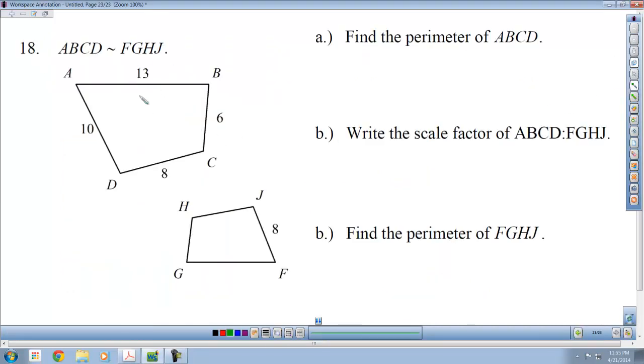Number 18 tells us this quadrilateral is, what does this symbol mean? It's similar to this smaller quadrilateral. Okay? And then it asks us to find the perimeter of ABCD. So how would we find the perimeter of ABCD?